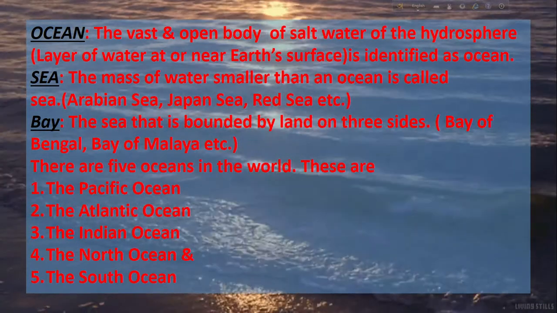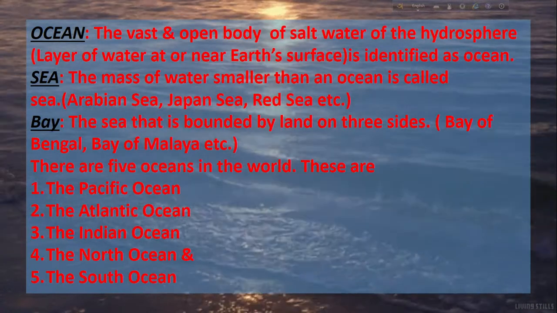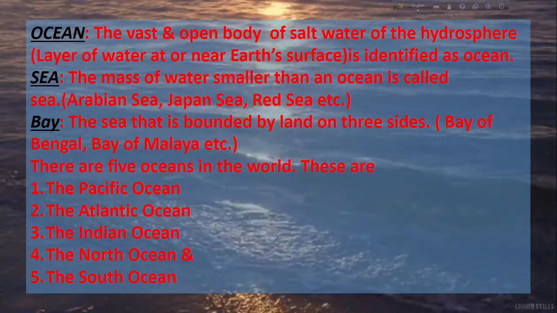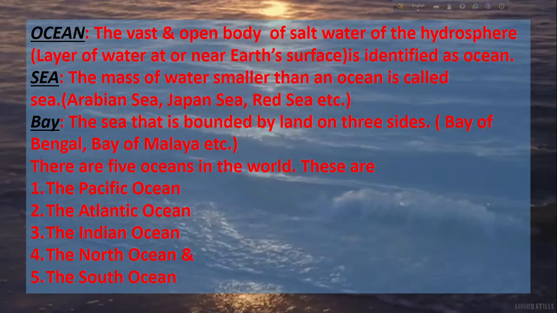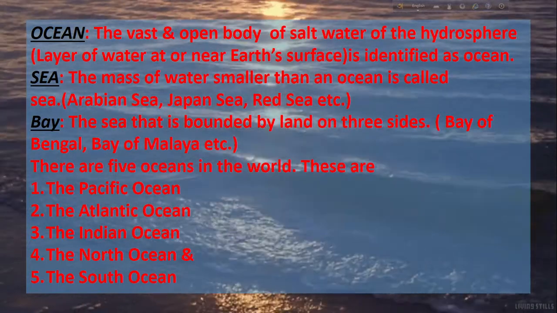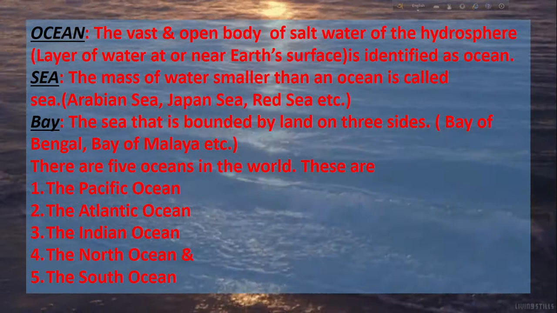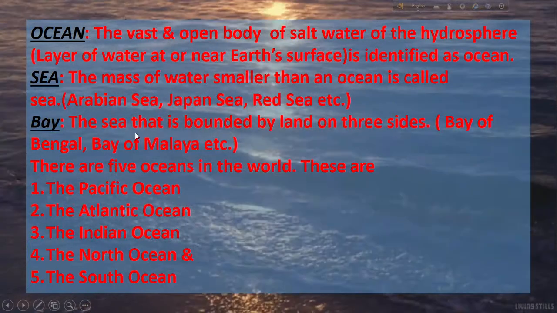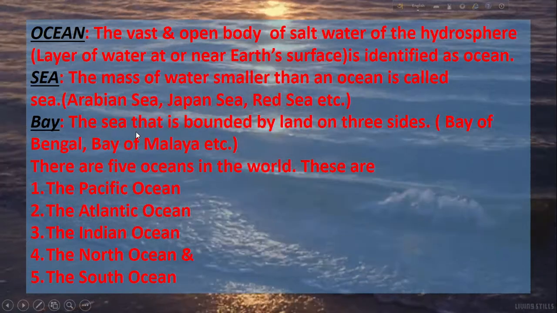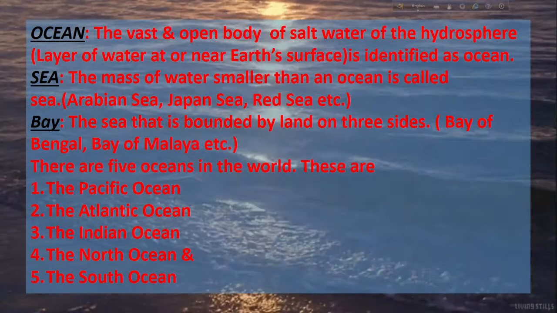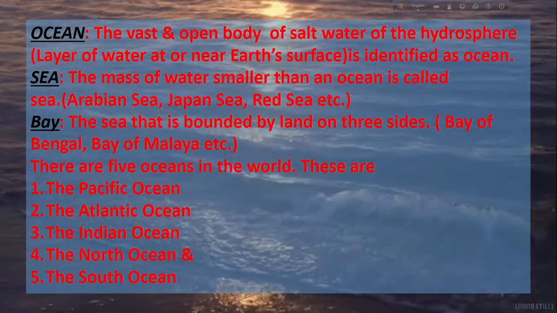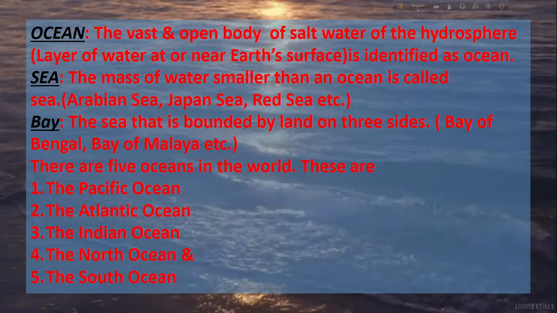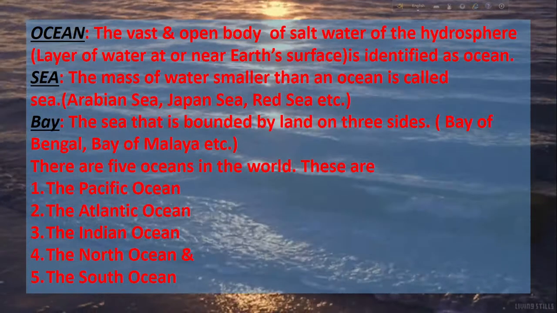What is sea? A mass of water smaller than an ocean is called sea, and we can say that seas are an interconnecting system of ocean water. For example, Arabian Sea, Japan Sea, Red Sea, etc. And what about bay? Bay in Bengali is Uposhagar. So ocean in Bengali is Mahashagar, sea is Sagar, and bay is Uposhagar. A bay is a sea that is bounded by land on 3 sides, for example, Bay of Bengal, Bay of Malaya. But one exception: some seas may be bound on 4 sides by land, for example the Mediterranean Sea, in Bengali Bhumodhya Sagar.